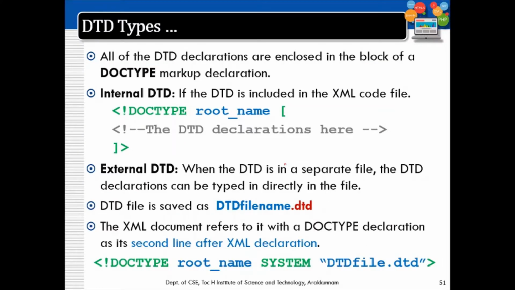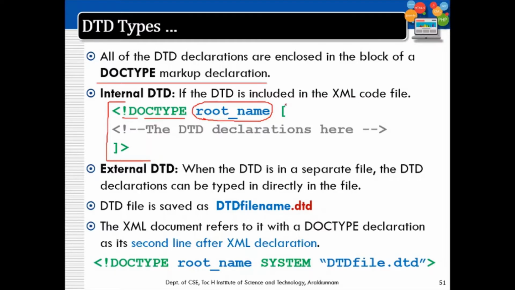Now we move on to the syntax of how a DTD can be declared and how it can be linked with the XML file. All the DTD declarations are enclosed in a block of doctype markup declaration. In the case of an internal DTD, this is how we enclose the rules. Exclamation DOCTYPE. Then we have to give the name of the root element of the XML file for which this rule is being applied. So that root tag name is to be mentioned here.